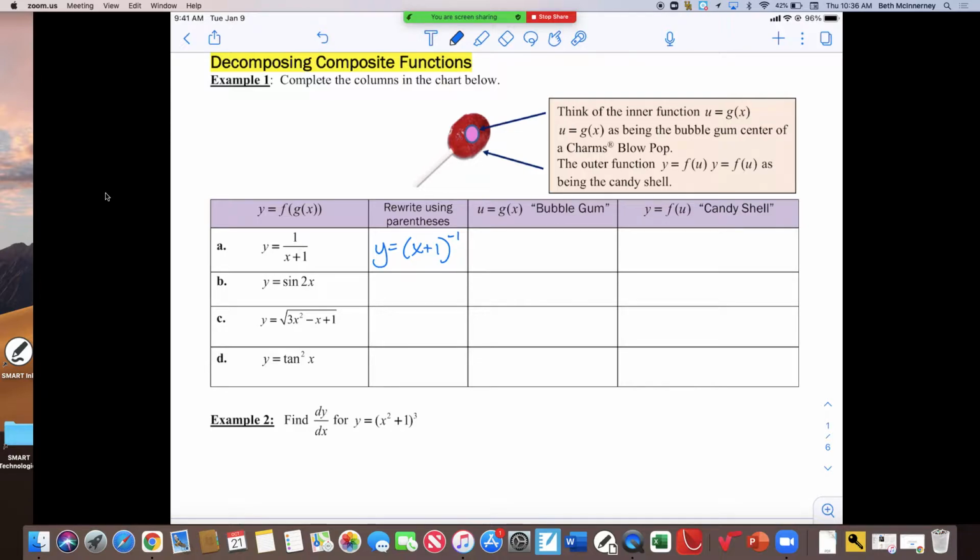Now I want you to think about your Charms Blow Pop. We want to identify what's the gum, what's on the inside. Well, the inside here is x plus 1. Okay, what's the candy shell around it? What are we doing to that? We're raising that stuff to the negative 1. So we're going to call it y equals u to the negative 1.